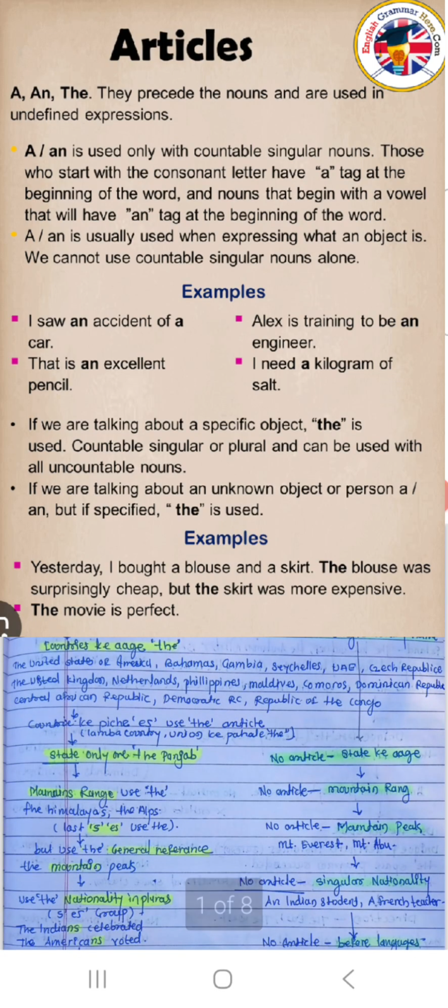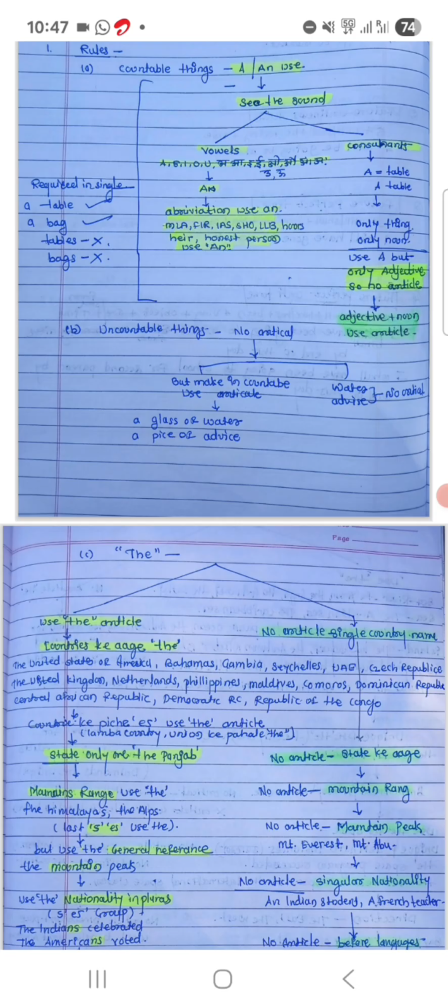Today we learn the articles. To start, there are three types of article: a, an, and the. First we learn about the uses of a and an. We use a and an only for countable things.